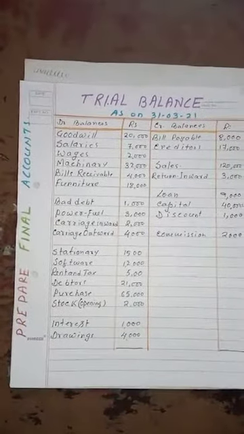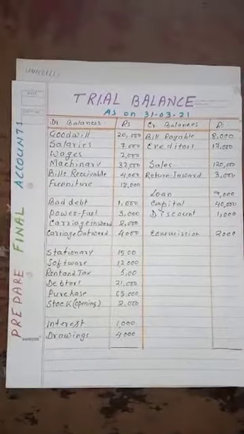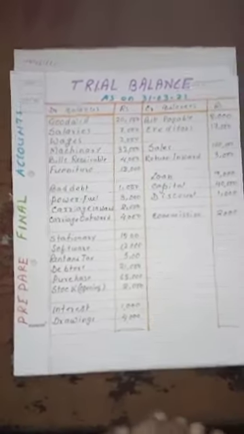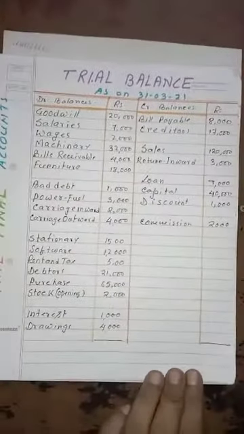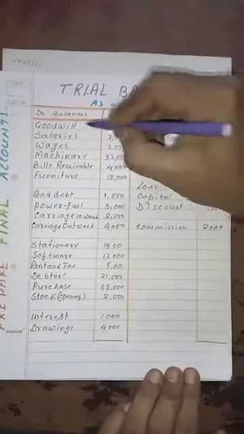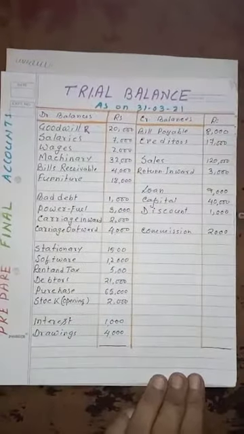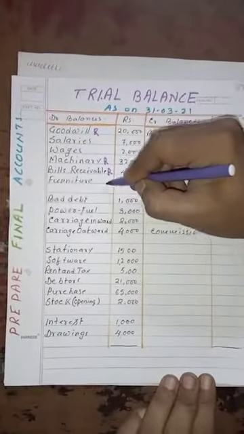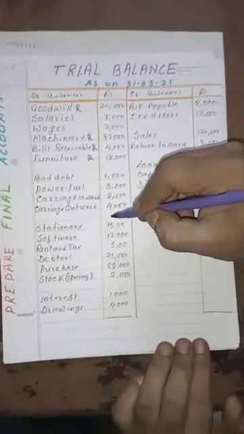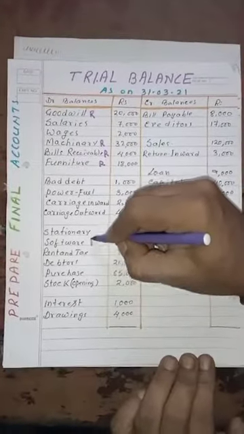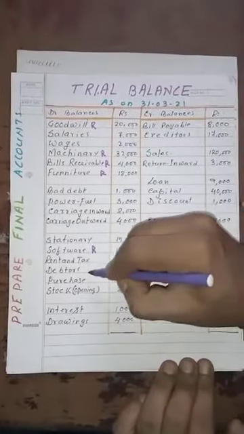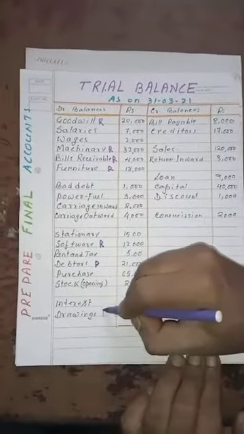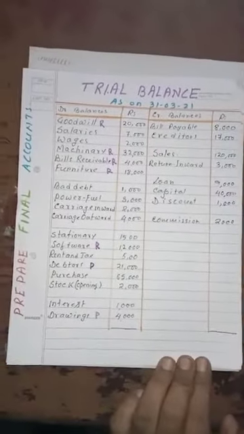From the trial balance given, you have to identify at first real account, nominal account, and personal account. At first, identify real account and personal account. Goodwill real account, machinery real account, you write R. Bill real account, furniture real account, software real account, debtors personal account, drawings personal account. At first, identify real and personal account.